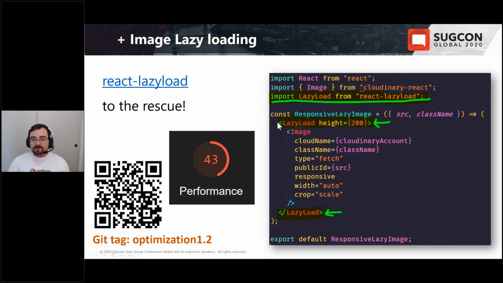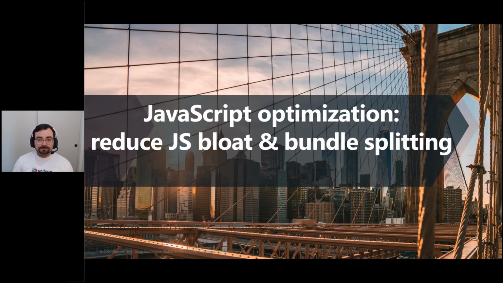So this component can effectively wrap any React component, or an image in this case. You provide the offset height of 200, and then it will load the image when it enters the viewport. It's using the Intersection Observer browser API for that. Easy, kind of silly not to do it. Immediately you get a score of 43. So that's awesome without much work.